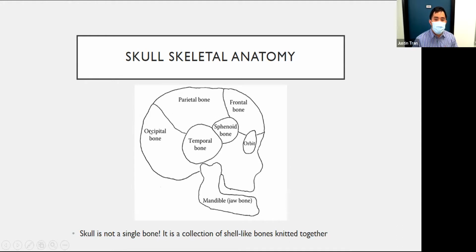And so we have the occipital bone, the parietal bone, the frontal bone, the sphenoid bone, and the temporal bone. And when your skull grows as you mature, these segments grow and push each other out, which allows your skull to grow.